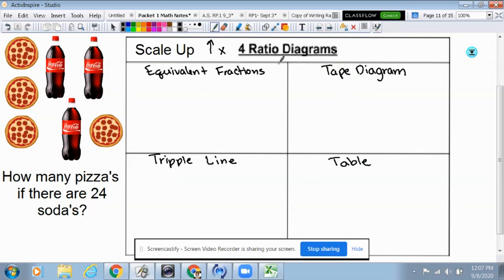Make sure to have the note page inside your math packet that has the 4 ratio diagrams printed on there so that you can follow along. If you don't have it, please pause it now and get to it.